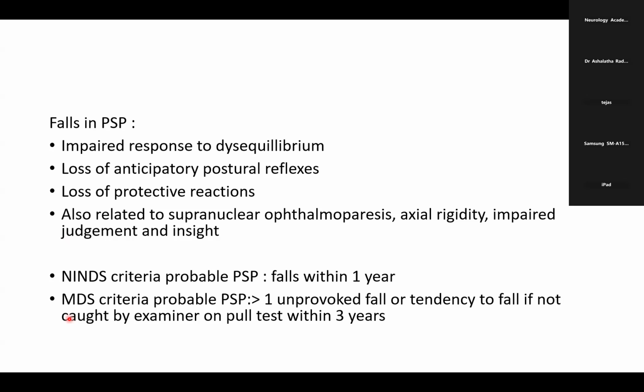For example, when they try to get up, they inadvertently extend their trunk and neck, and tend to fall backwards. The patient does not use his arms to keep balance while negotiating unsteady or narrow passages. They fail to throw out their arms and brace while falling, which results in greater injury. The NINDS criteria mention probable PSP having falls within 1 year, and the more recent MDS criteria mention probable PSP having more than one unprovoked fall or tendency to fall, if not caught by the examiner on the pull test, within 3 years of the onset of symptoms.